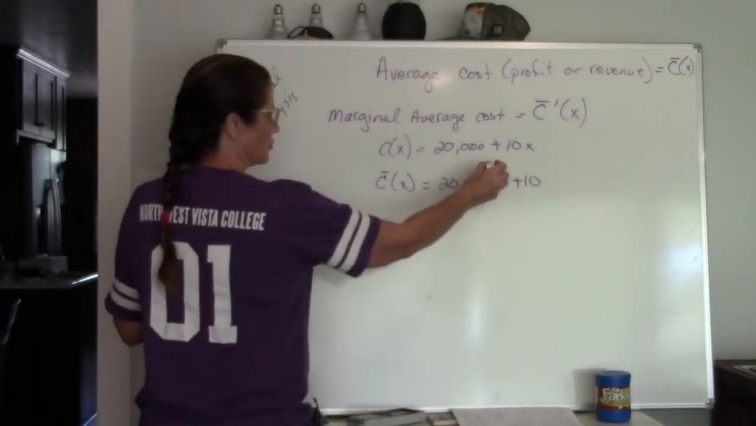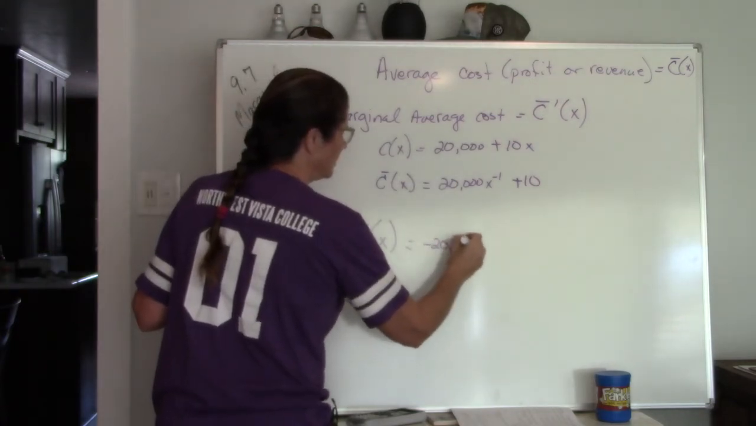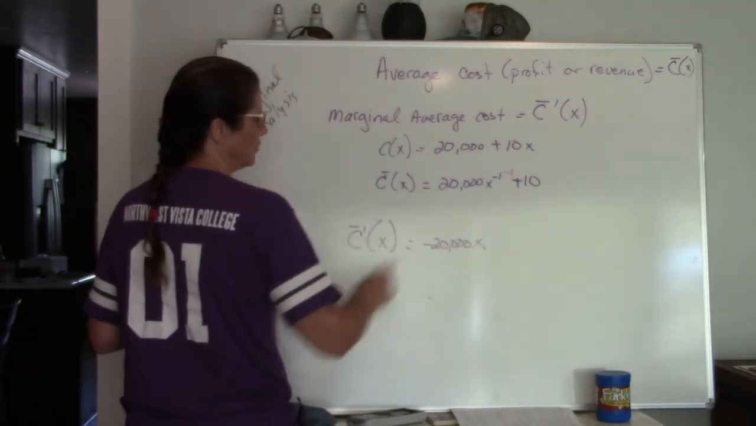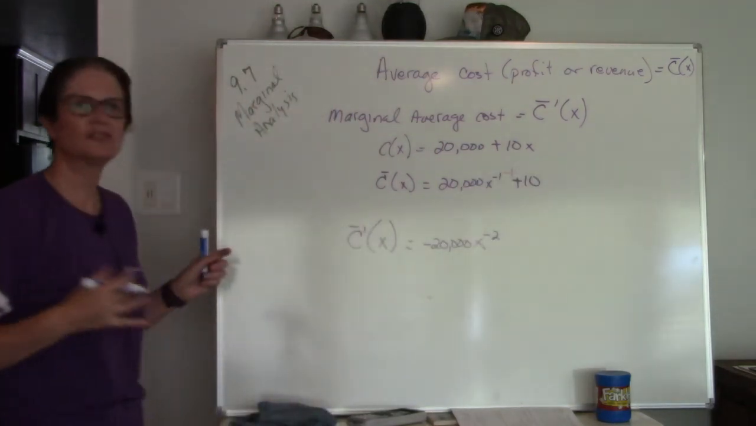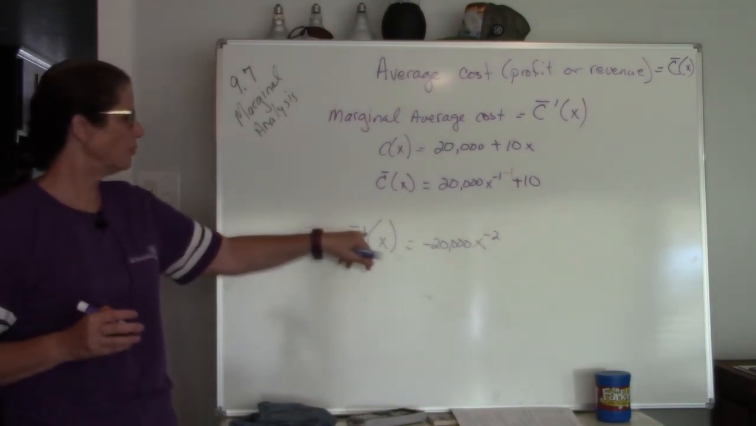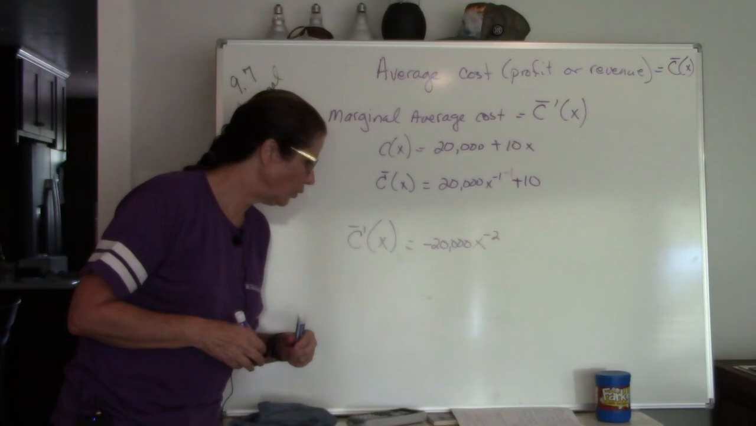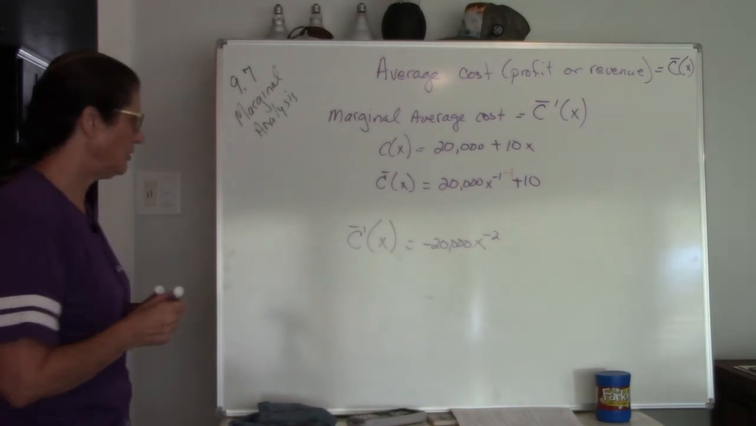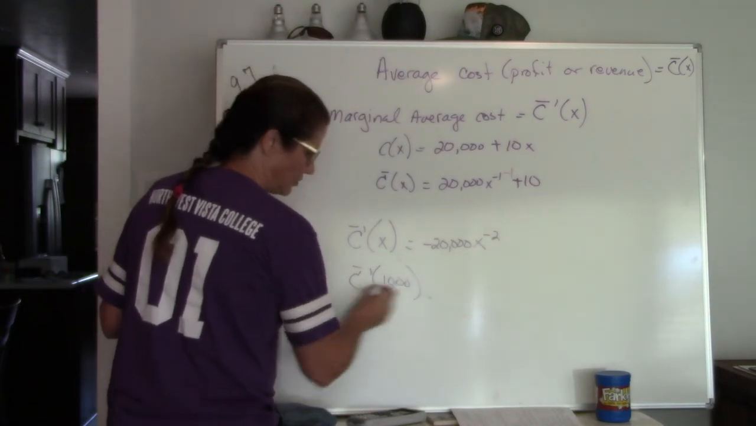So we're going to use our power rule. We drop our negative 1 to the front, and we get negative 20,000 x. Remember, we are subtracting 1. So negative 1 plus a negative 1 is a negative 2. And then the 10 is a constant, so that just drops to 0. Okay, so here is the marginal average cost. Now, if we want to know the marginal average cost at 1,000 units, we're going to use this one.